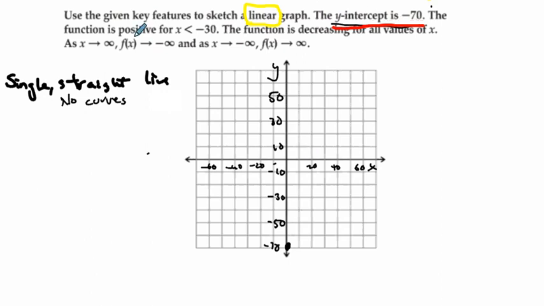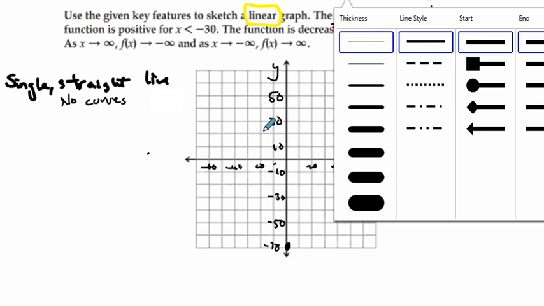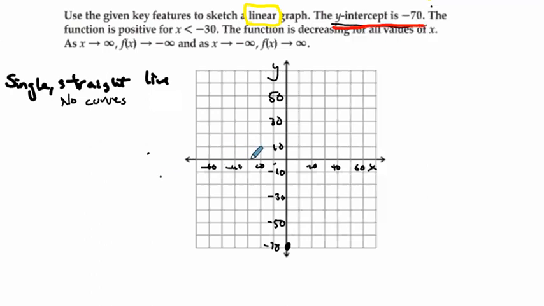And it says it's positive for x is less than -30. That means after -30, which is right here, this thing is going up, okay? So what that means, and this is the part that people struggle with, is that it has an x-intercept at -30. So I know it's crossing right here.